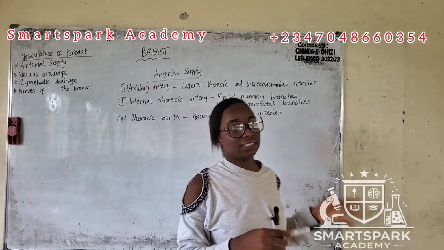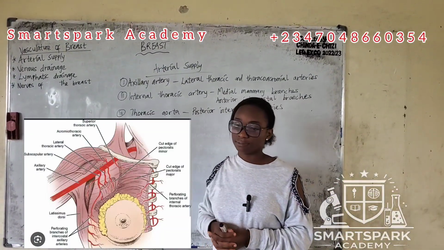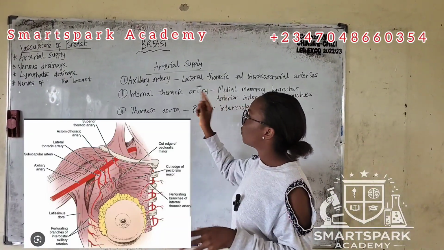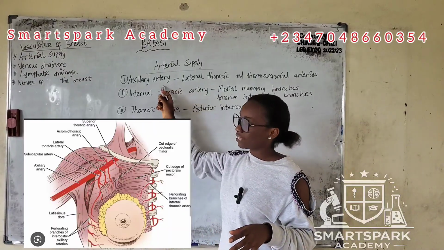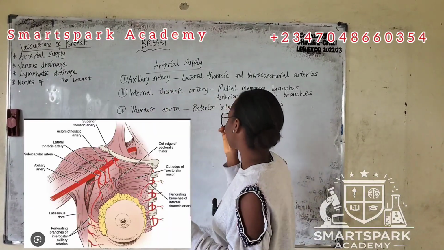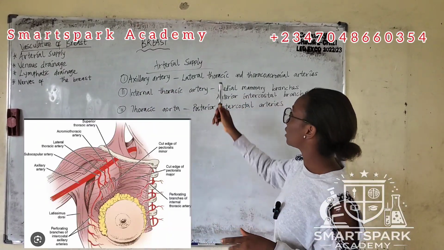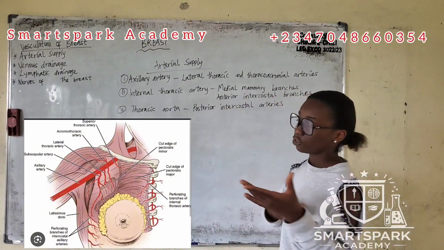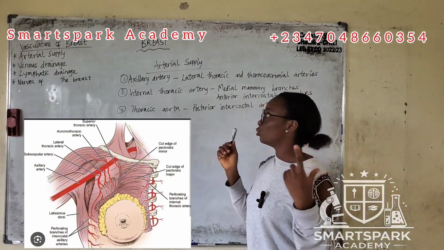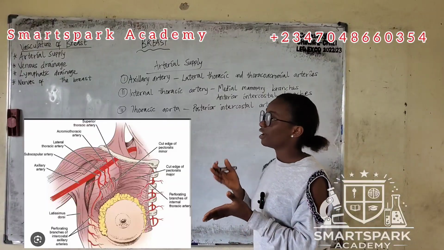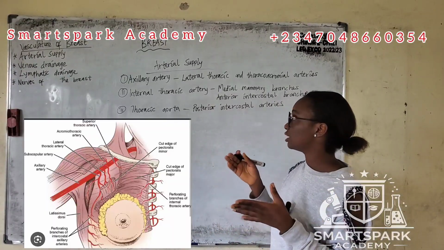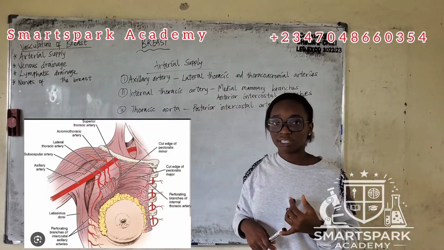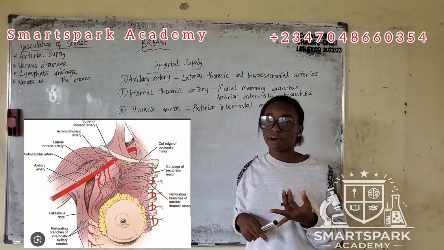So first things first, let's discuss the arterial supply of the breasts. The first thing we have is the axillary artery. The branches of the axillary artery that supply the breast are the lateral thoracic arteries and the thoracoacromial arteries. They come from the axilla. So, the two major branches from the axillary artery that supply the breast are the lateral thoracic artery and the thoracoacromial arteries.